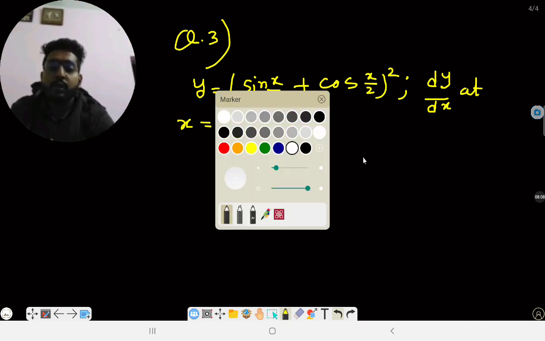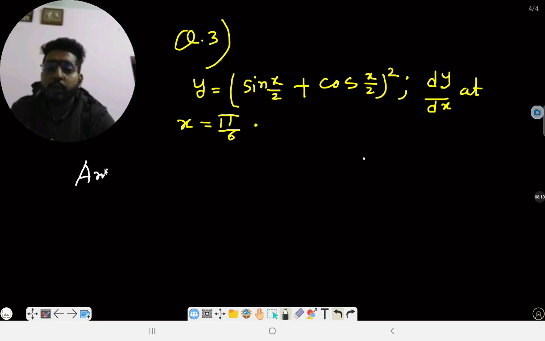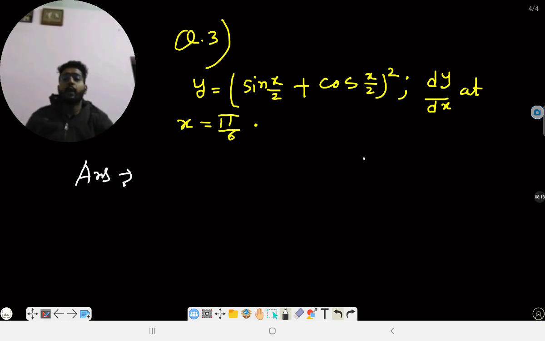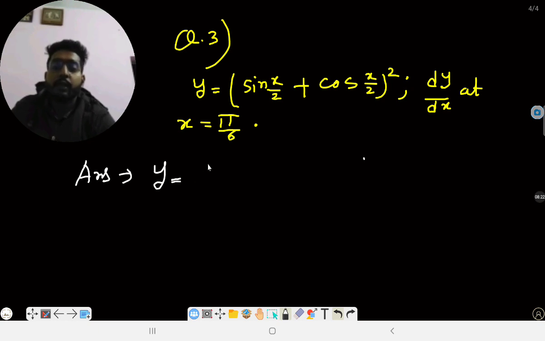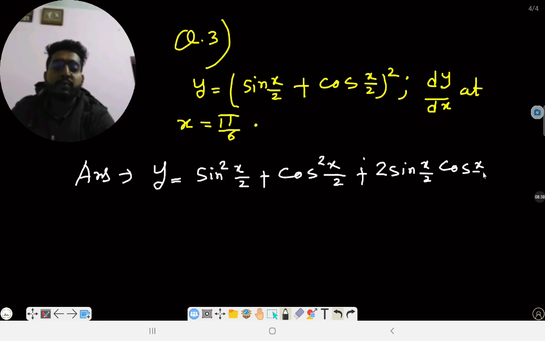Okay, so this is also easy. First of all, we have to simplify the term here. It is given sine x by 2 plus cos x by 2 whole square. Now you can see this is an a plus b whole square form. So what is the formula? a square plus b square plus 2ab. So a plus b whole square, first simplify this one: a square plus b square plus 2ab.